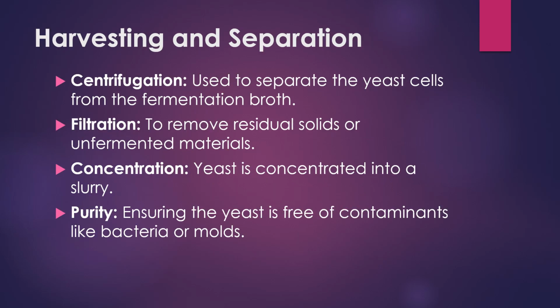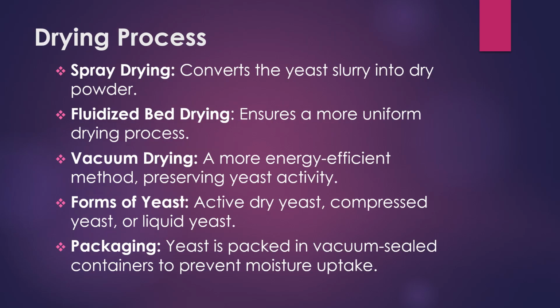Harvesting and separation: centrifugation, filtration, concentration, and then purification. The centrifugation process is used to separate the yeast cells from the fermentation broth. The filtration process removes residual solids or unfermented material. In concentration, the yeast is concentrated into a slurry. Purity: ensuring the yeast is free of contaminants like bacteria or mold.